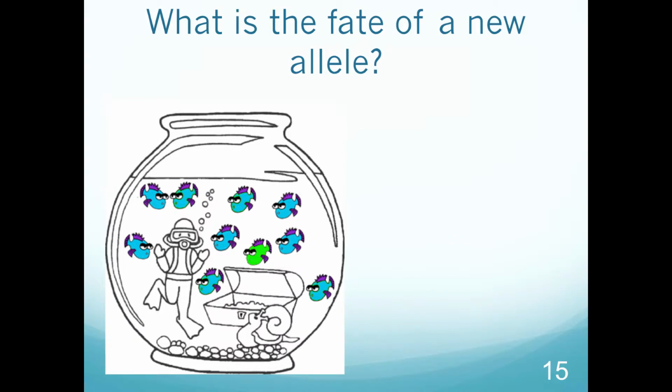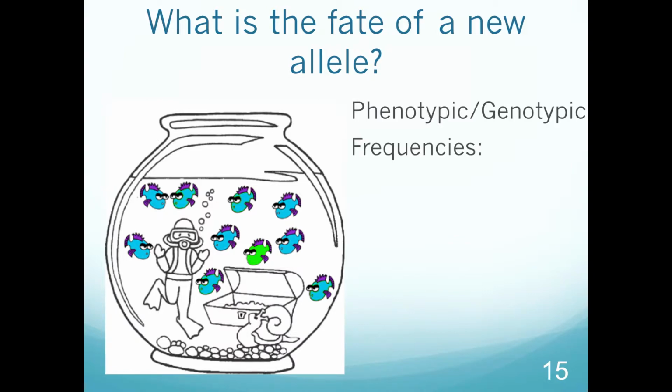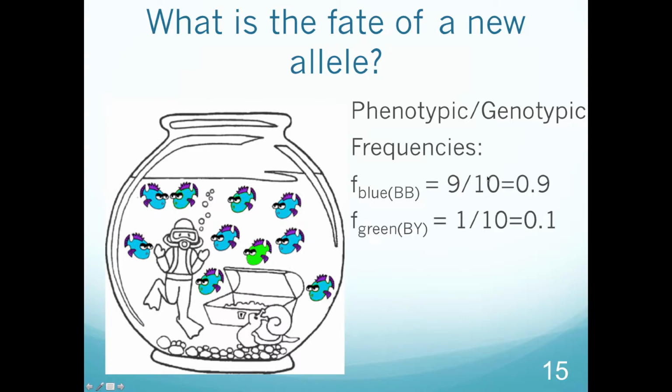So if we go back to our little population of fish, and we have our one green mutant, and we want to calculate the genotypic frequencies, we know that the frequency of BB is 9 out of 10, 0.9. Frequency of BY is 1 out of 10, 0.1. Frequency of YY is 0. There's no yellow fish in the population. From this, you should be able to calculate the allele frequencies as well as the expected and observed heterozygosity. Give it a shot now.